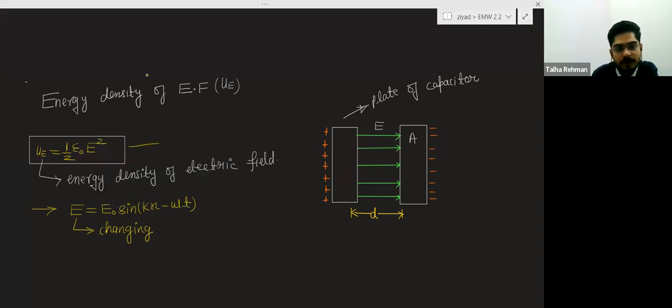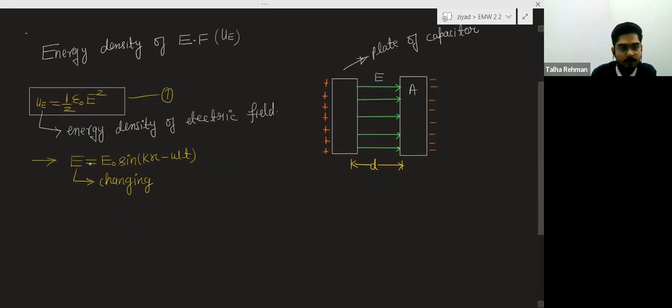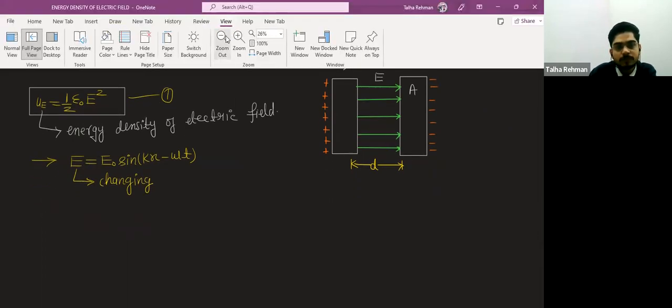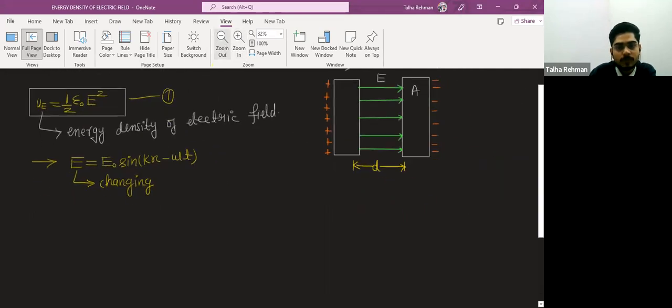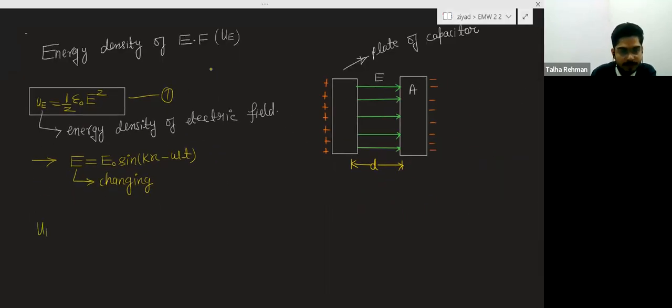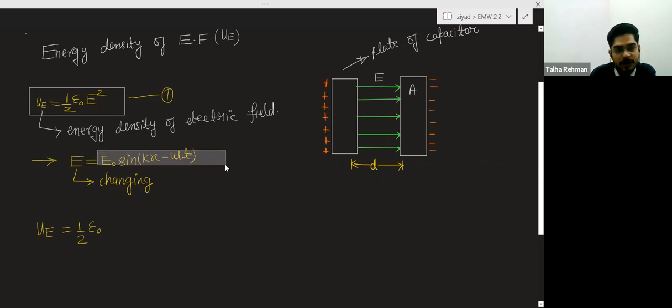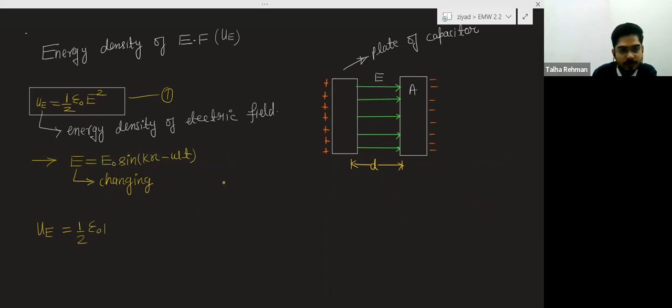This is your equation number 1. Is this electric field variable or not? The electric field is variable, so we will put this value here. So UE can be written as half epsilon naught E naught square, E square, so this is squared. So it will become E naught square, and this is sine square (kx minus omega t).